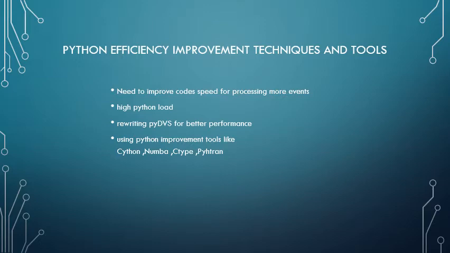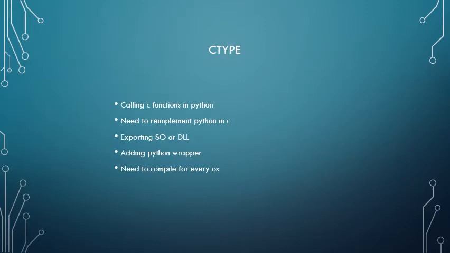ctypes is a built-in library in Python that can wrap a C library, in which case you need to rewrite the code in C or use an existing C library and add the headers, then wrap it in ctypes-style code. This has some downsides, like requiring a C library or rewriting the Python library in C and exporting a DLL file or shared library for each operating system. The upside is near C code speed.